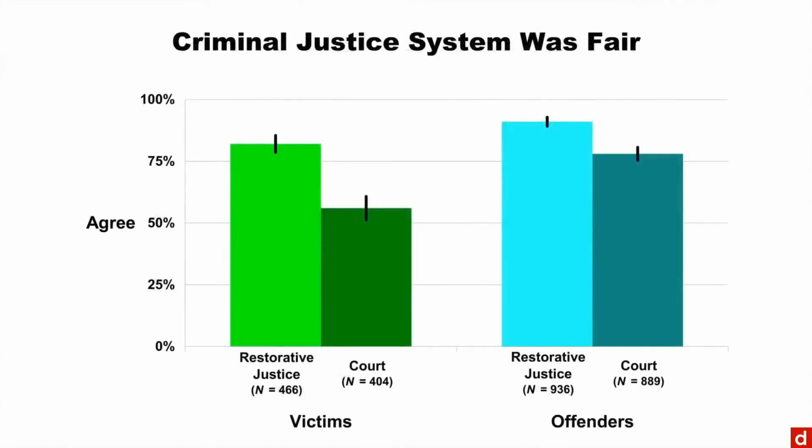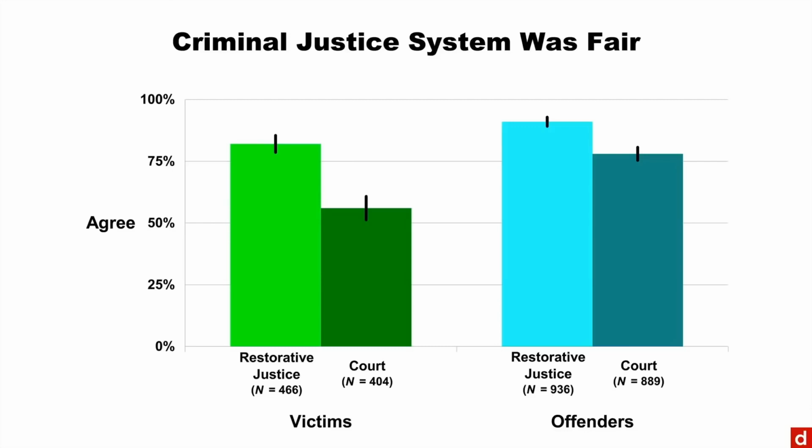This is judgments about whether the criminal justice system was fair. The 2 bars on the left are victims. The 2 bars on the right are offenders. And for each group, on the left are people who participated in restorative justice or victim offender mediation, or mediation for crimes. And for each set on the right are people who went through standard criminal procedures. It says court, but it usually means plea bargaining. Anyhow, it's really easy to see that in both cases, the restorative justice bar is higher. People were more likely to say it was fair.